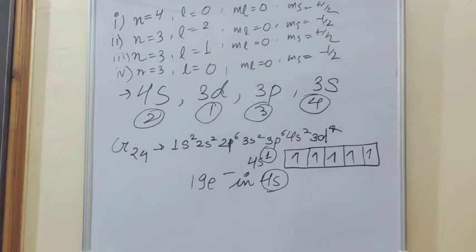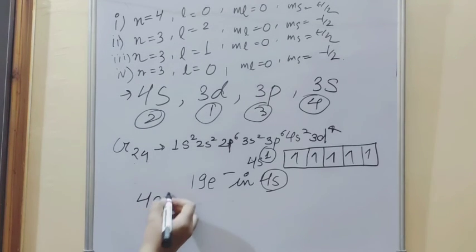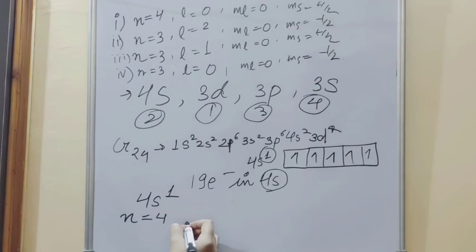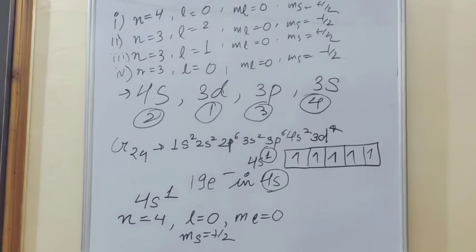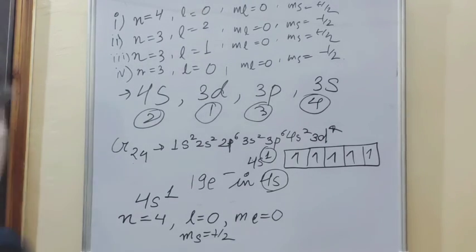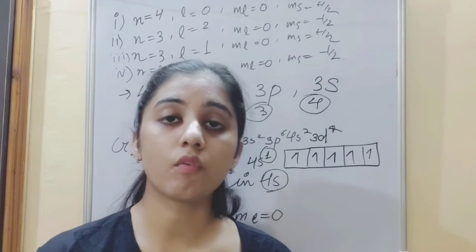Now, on the basis of this question, we have to write all 4 quantum number values for the 19th electron. It is in 4s1. Here the value of n is equal to 4, the value of l equals 0, the value of ml is equal to 0 and the spin will be plus half. Okay, so this is all about the questions based on Hund's rule, Pauli's rule and the Aufbau principle.